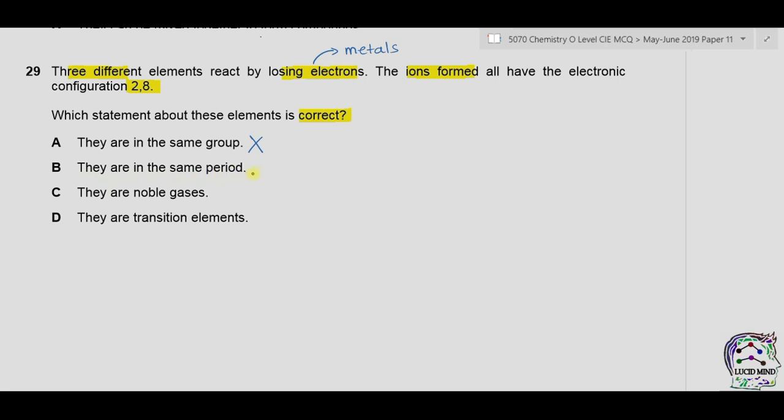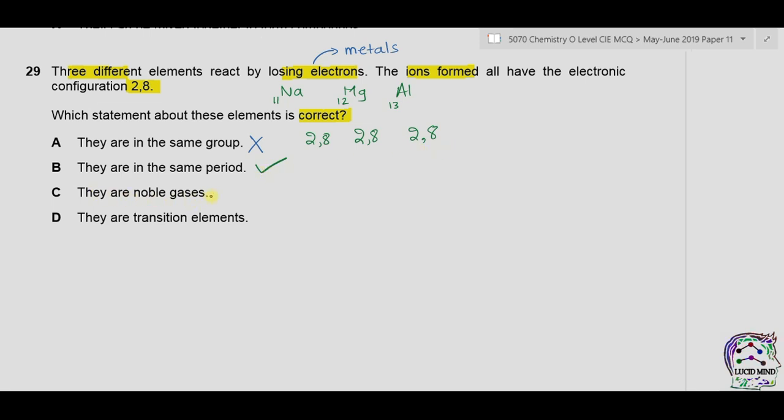B, they are in the same period. This could be a true statement. For example, if we have sodium, which has 11 electrons, then magnesium, which has 12 electrons, then aluminum, which has 13 electrons. After loss of electrons, the electronic configuration of sodium will be 2,8. For magnesium, again it will be 2,8 because it will lose 2 electrons, and aluminum will lose 3 electrons, so the electronic configuration will be 2,8. So B could be the correct option.